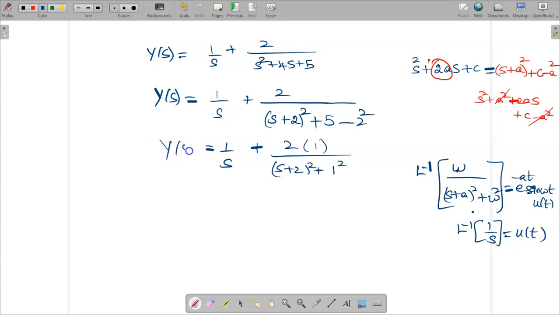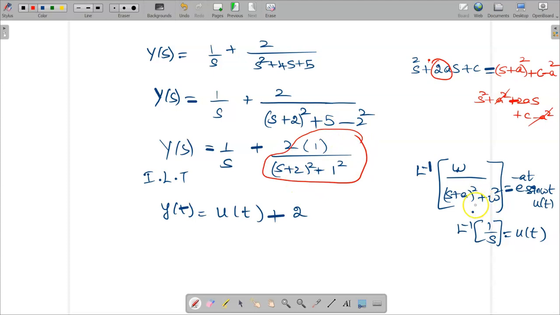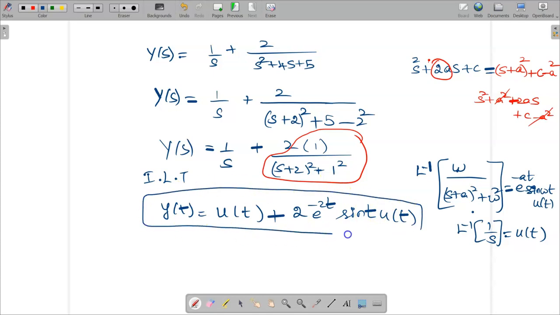So now we can apply inverse Laplace transformation. Y(s) will become y(t), which is equal to, for 1 by s, u of t, plus 2 you can keep as it is, and for this term you can use this formula and rewrite it: s plus 2 means e power minus 2t, and 1 by (s square plus 1 square) is sin omega t. Omega value here is 1, so it is just sin t u of t. So this is your final output.